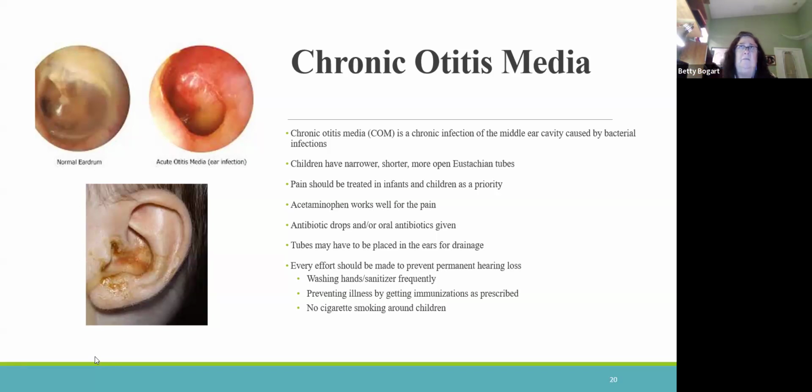How do we help decrease the amount of otitis media in children? Number one, always wash hands. You don't want to spread infection. And remember, middle ear is a staph infection, so it is bacteria. So wash hands or sanitize. Also, get immunized as ordered by the physician in the normal sequence. And then cigarette smoke is a big one. No cigarette smoke around children.